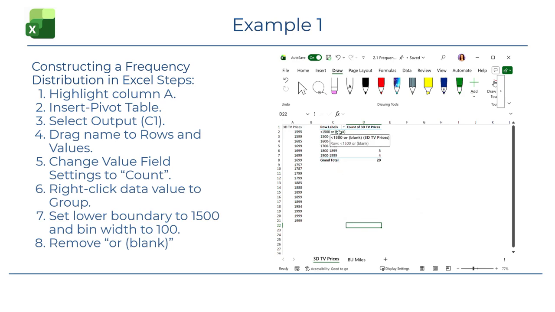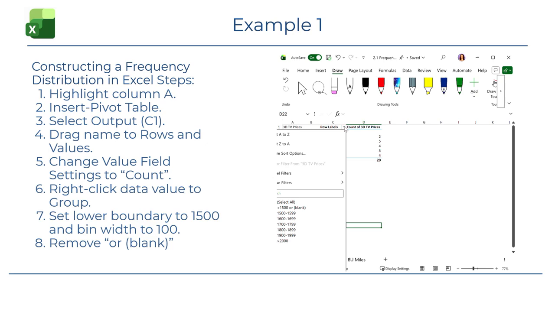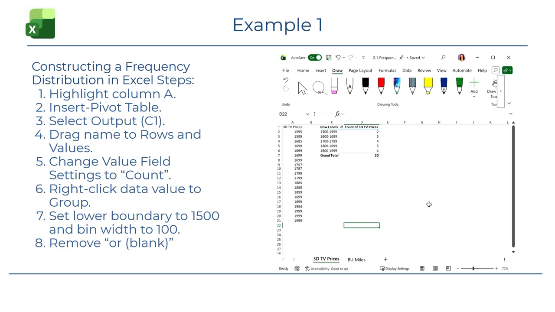Now it's almost where I want it to be, but as you can see, my very first class says less than 1500 or blank, and I don't want it to show that. So I'm going to choose the little arrow, and I'm going to uncheck the box next to less than 1500 or blank. And now I have my frequency distribution in Excel.